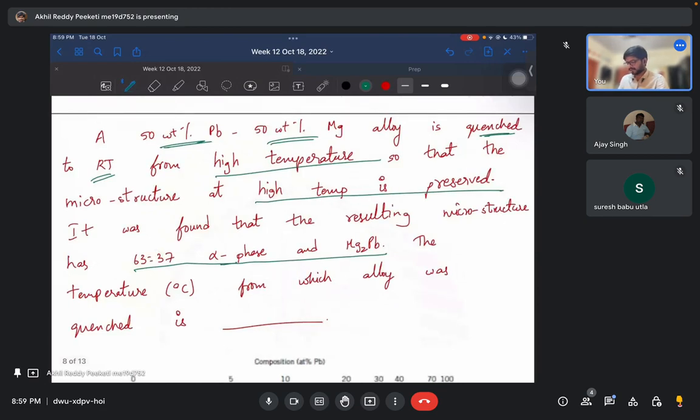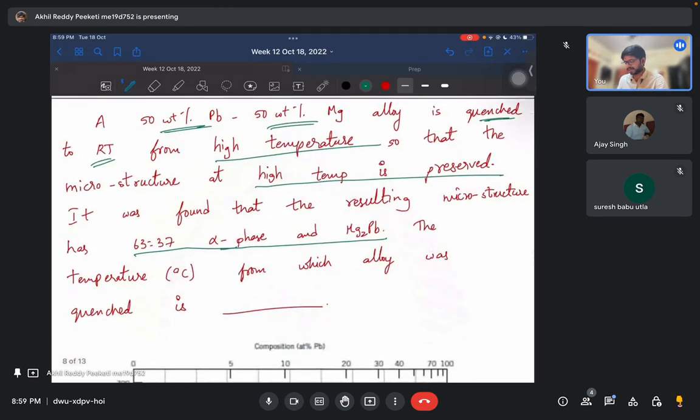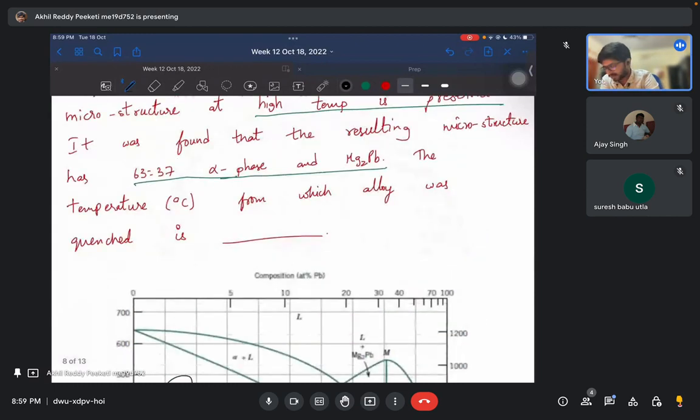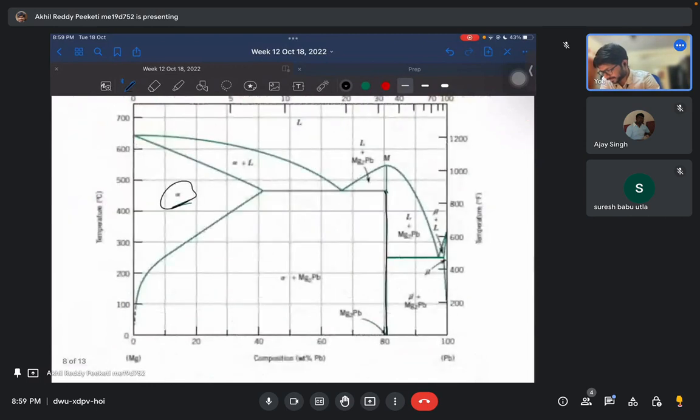Now, what is the temperature from which we quenched? We have 63 to 37 percent of alpha to Mg2Pb. So this is alpha, this is Mg2Pb, and this is alpha. We are somewhere such that 63 to 37 is the ratio. So this is the point at which liquid starts becoming Mg2Pb and alpha. This is the liquid converting to both alpha plus Mg2Pb. So this is the eutectic point, right?